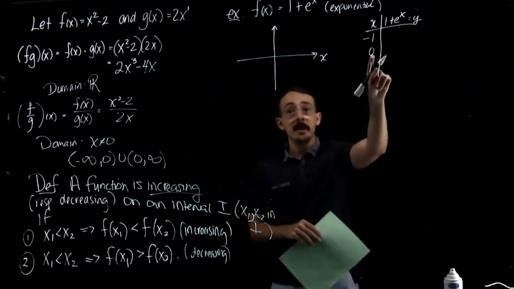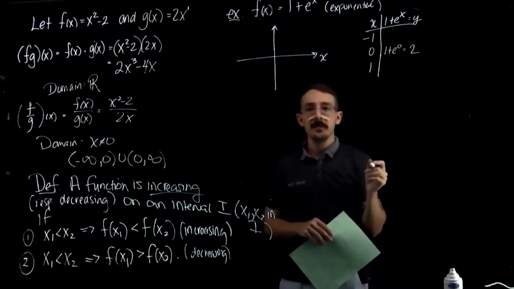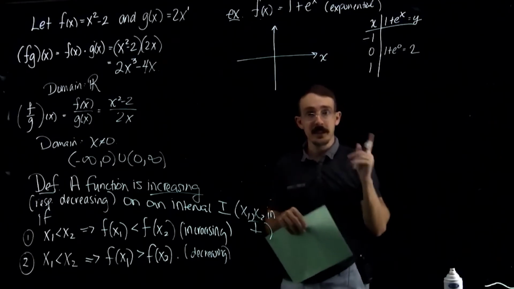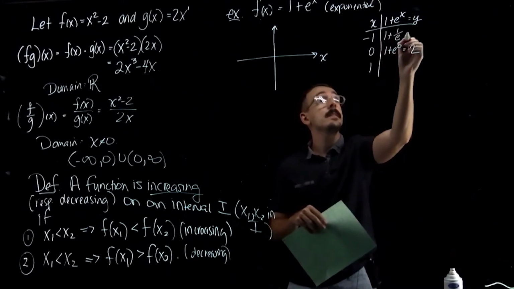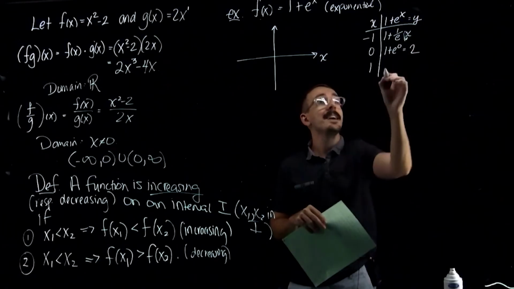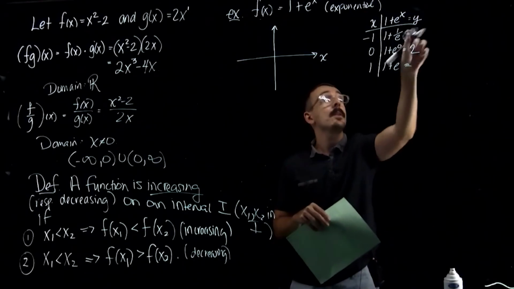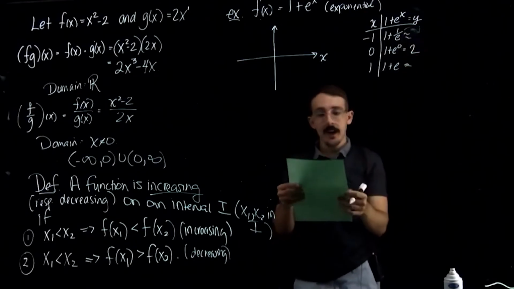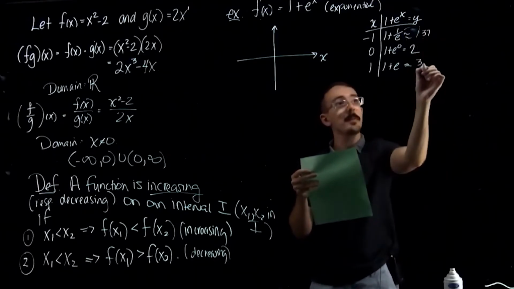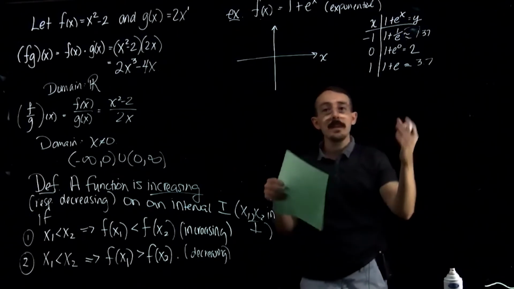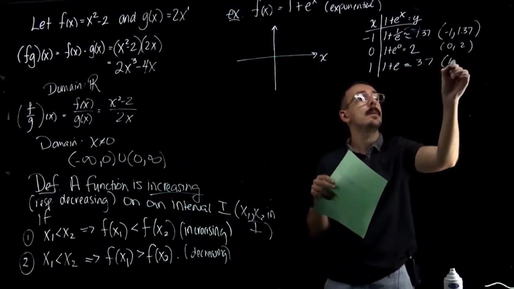If you plug in 0, it's probably my easiest number to plug in. I get 1 plus e to the 0, that's 2. Any real number to the 0 power is 1, except for 0. Now, if you plug in -1, you get 1 plus 1 over e. I'm going to approximate that. And here you're going to get 1 plus e. So what are these values approximately? Well, I used a calculator ahead of time. So this is about 1.37. And this one is about 3.7. So the coordinates you get from this are (-1, 1.37), (0, 2), and (1, 3.7).